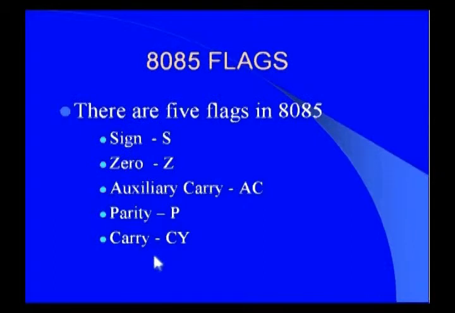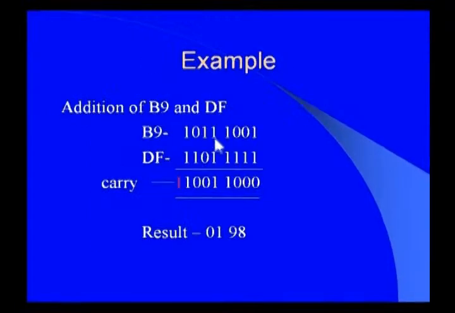In the result, if it consists of an even number of 1s, the parity flag is set to 1. Otherwise it is set to 0, which is used to verify bit errors during communication. The last flag is the carry flag. When we add 2 numbers, if there is a carry from the MSB bit, then the carry flag is set to 1. The carry flag is treated as a borrow flag in the case of subtraction.